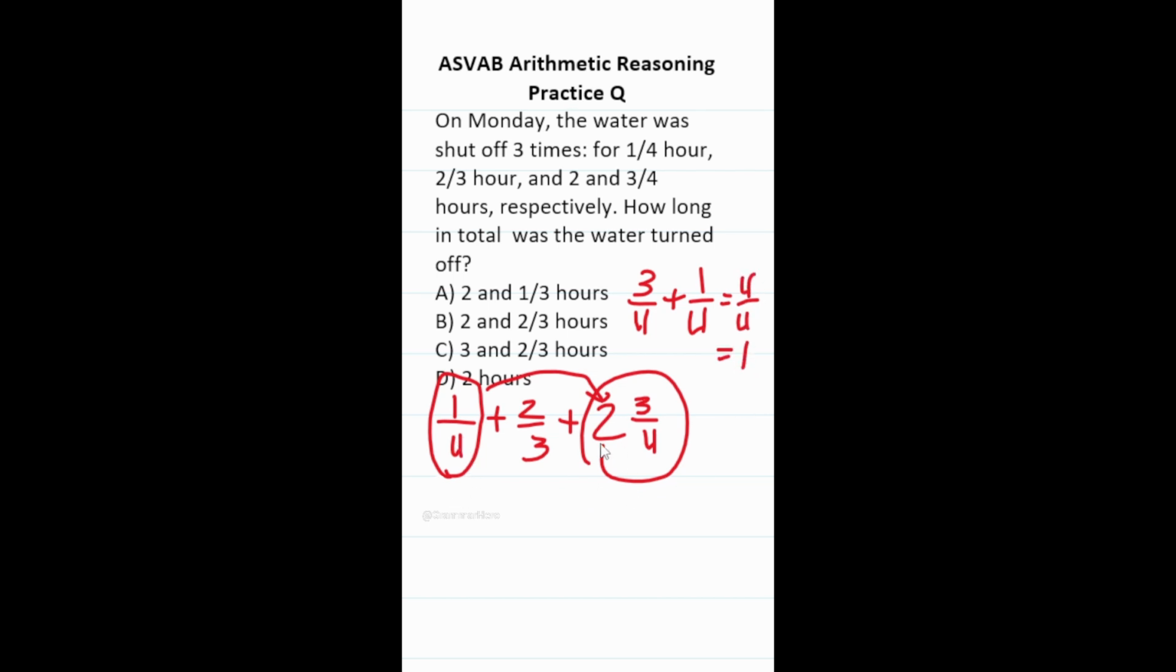All right, so 1/4 and 2 3/4 becomes 3. Now we could just add 3 plus 2/3 like so. This becomes 3 and 2/3. So to answer this question, the water was turned off C, 3 and 2/3 hours in total.